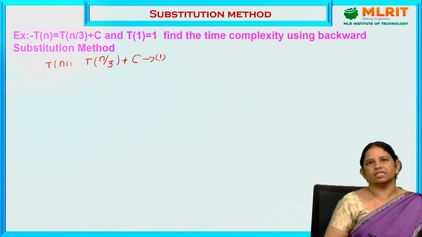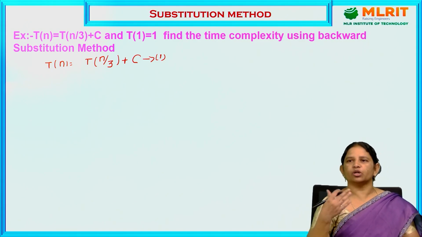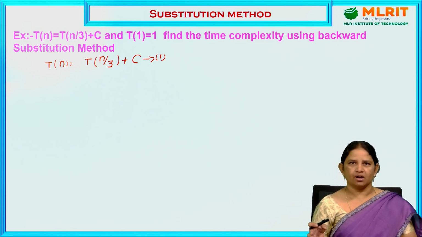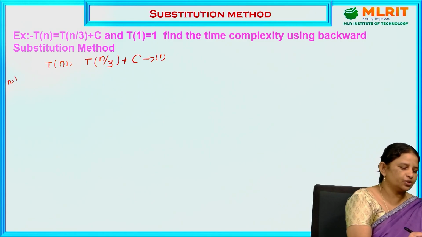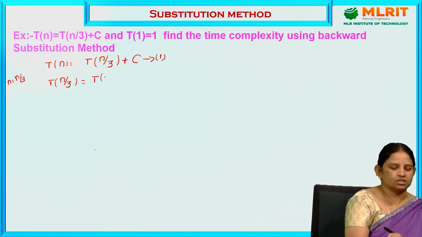What is the base case here? T of 1 equal to 1 is the base case. We need to repeat until some base case is reached. So in the place of n, substitute n by 3. That is T of n by 3 equal to T of n by 3 into 1 by 3, which becomes n by 9, plus the constant c. That is equation number 2.